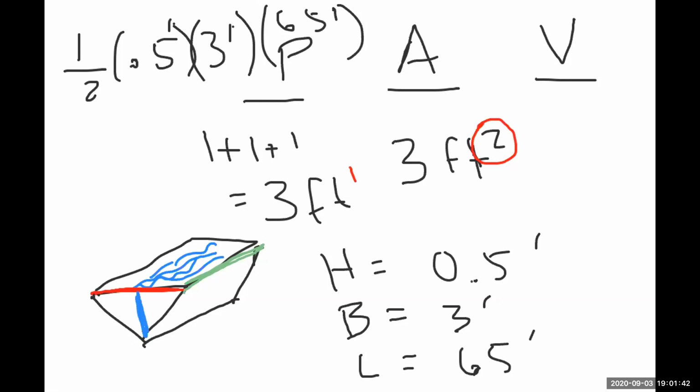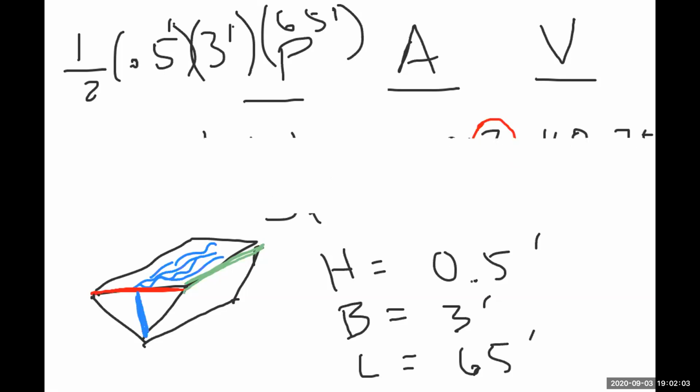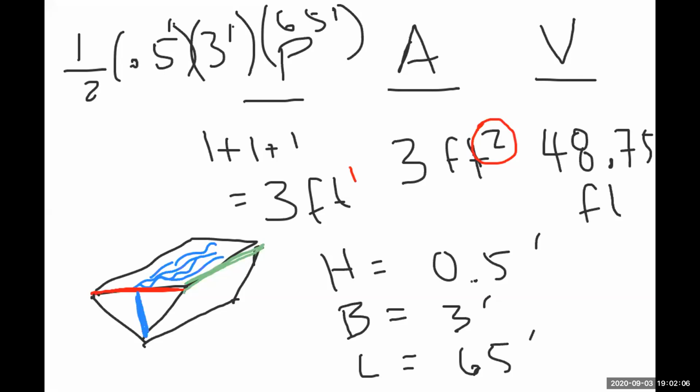0.5 times 0.5 times 3 times 65, and I get 48.75, and that would be feet cubed. It's a volume, so there has to be a 3 there. Okay.